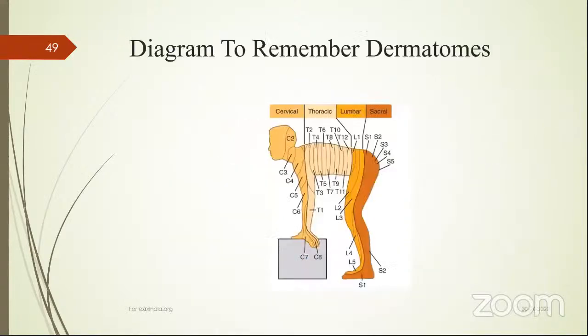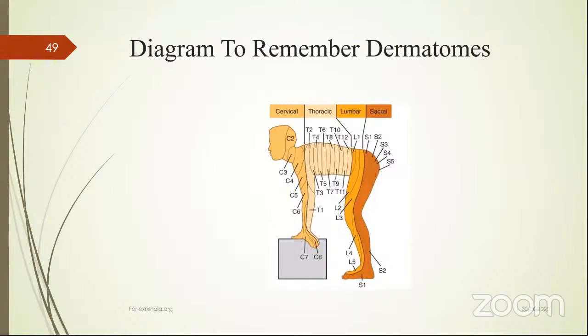As a last point, I want to say how to remember, because most of you are confused about how to remember. This diagram helps you to remember, because in this posture you can typically divide cervical, thoracic, lumbar, sacral, and it is easily arranged. So you can easily remember. That's why I kept it last, because it will be useful for physio. This diagram will be very useful for the dermatome.